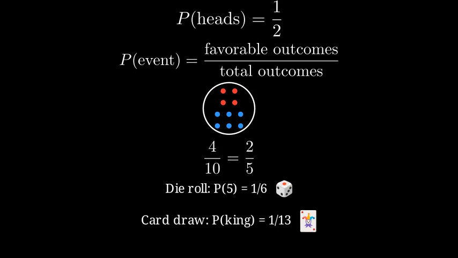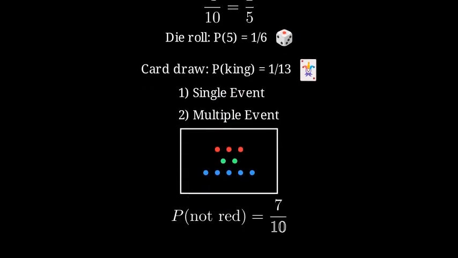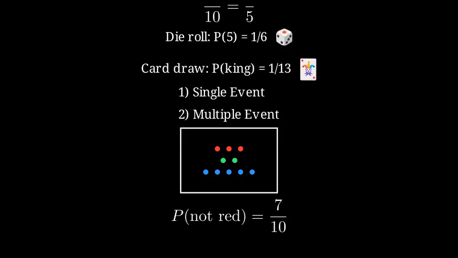Example 3. A standard deck has 52 cards. What is the probability of drawing a king? Favorable is 4 kings, total is 52, so the probability is 4 over 52, which simplifies to 1 over 13. Notice how we always simplify fractions. The SAT almost always expects simplified form. There are 2 main types you'll see on the SAT, single event probability and multiple event probability.